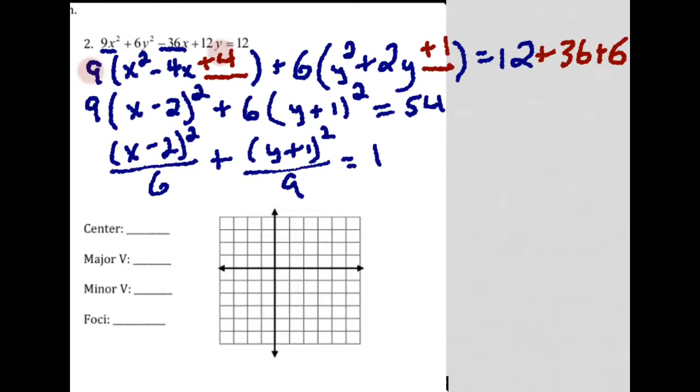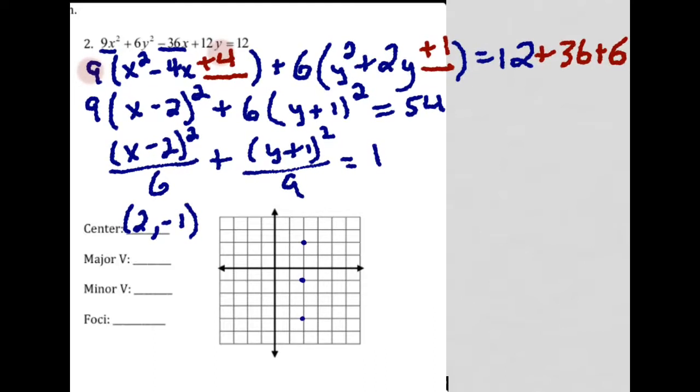Okay, so like we did on the front side, we have a shift for our center. Our new center is going to be at 2, -1. Let's graph that. 2, -1 is right there. So that's going to be our center. Now, underneath the y, we have a 9. So again, we take the square root of that. Square root of that is 3. That's going to tell us to go up 3 and down 3 from our center point to give us the points on our major axis.